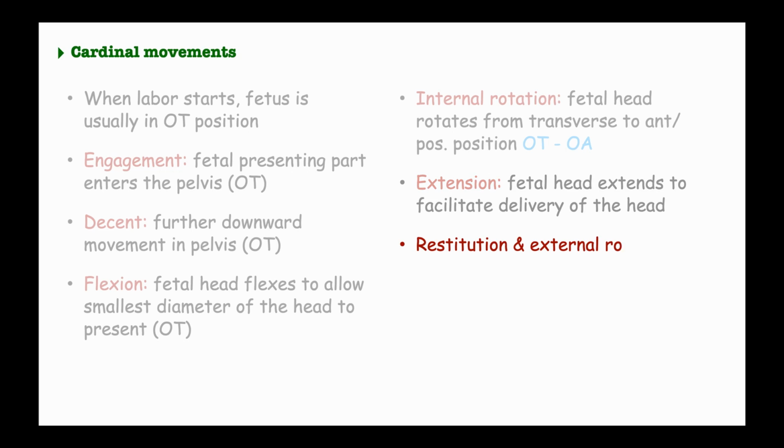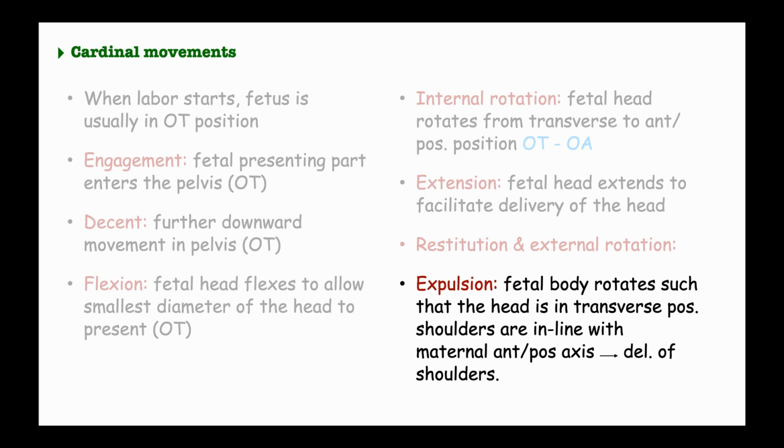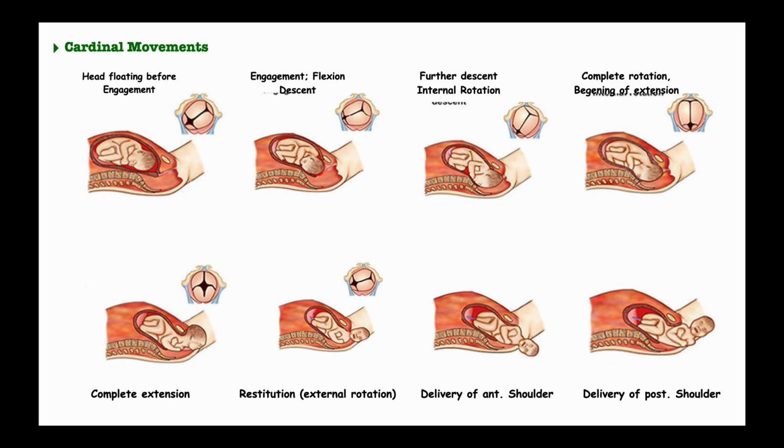Then it is followed by restitution and rotation, that's external rotation. Then furthermore, we have the expulsion of the fetus. This is when the fetal body rotates such that the head is in the transverse position. The shoulders are in line with the maternal anteroposterior axis, which facilitates delivery of the shoulders. What do I mean by all these? Let's look at this diagram.